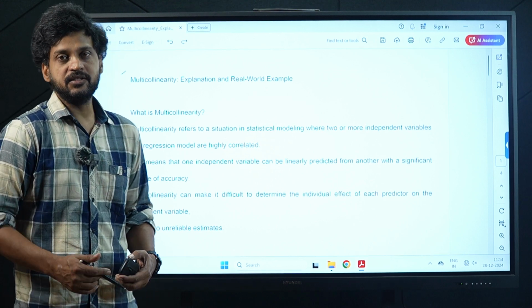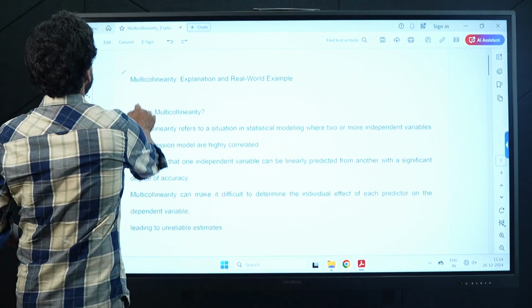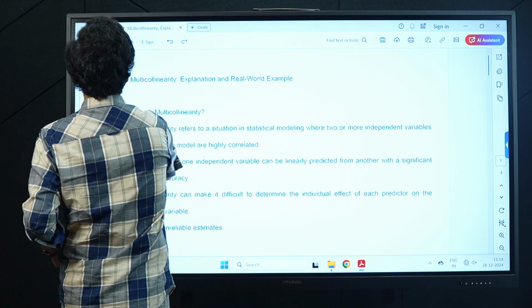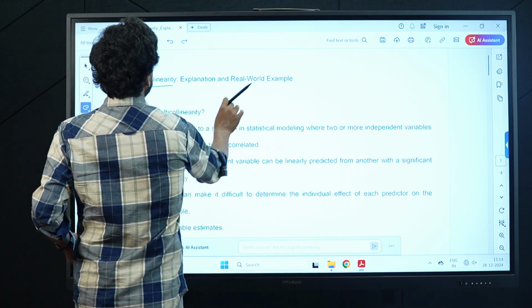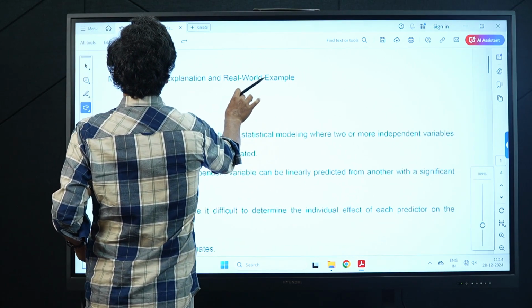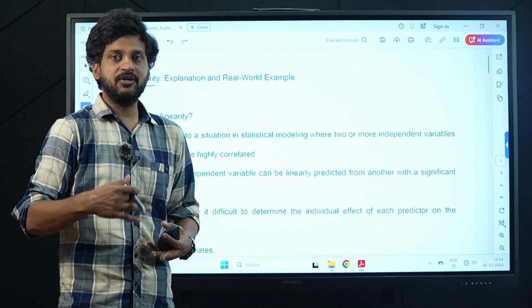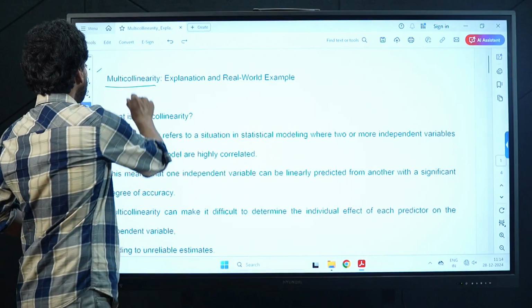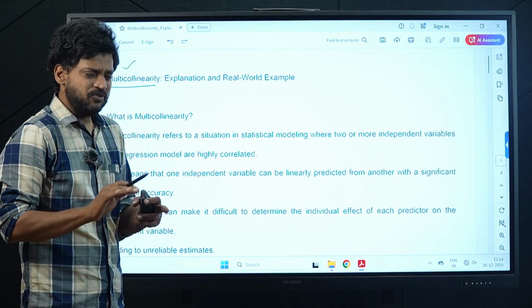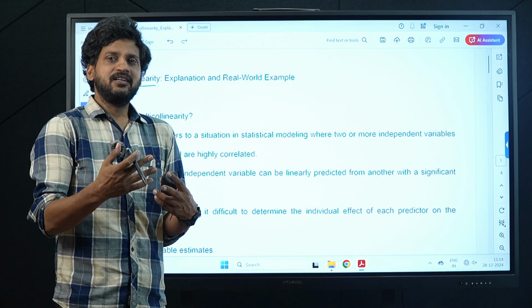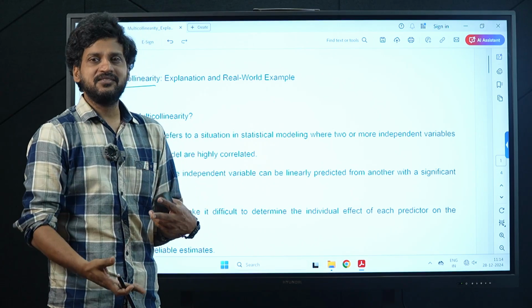Hello all. In this session, we're going to understand multicollinearity. What is this multicollinearity? How will it get handled? And what exactly is the problem of multicollinearity? We're going to understand this. Now, what is the multicollinearity problem? First of all, what exactly is this multicollinearity?